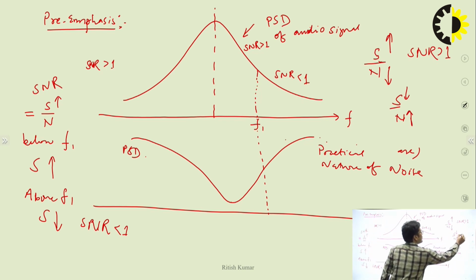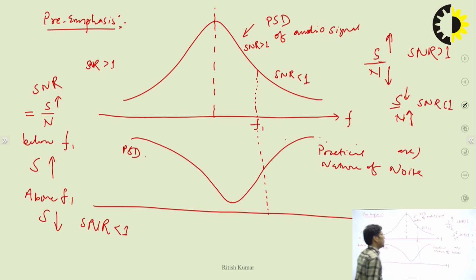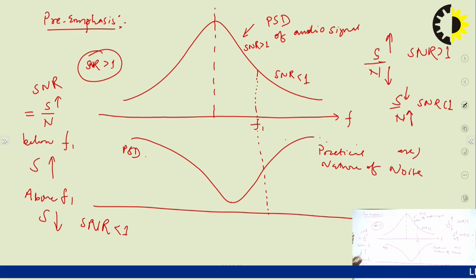So in that case, the signal to noise ratio is less than 1. To have better communication, we want the signal to noise ratio as high as possible, so this condition should be satisfied beyond the frequency f1. So at the higher frequency side, we need to improve the signal strength to have a better SNR at the receiver side. This is the main reason to emphasize or amplify the signal at the transmitter side before the modulation process, so that we have an improved SNR at the receiver side. This is the main logic to have pre-emphasis before the modulation process.